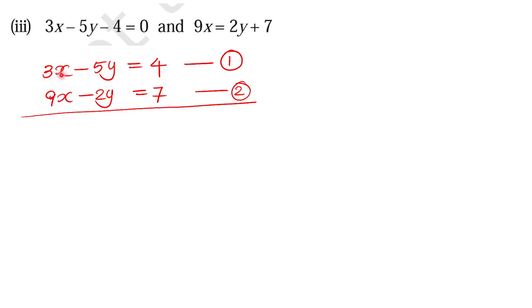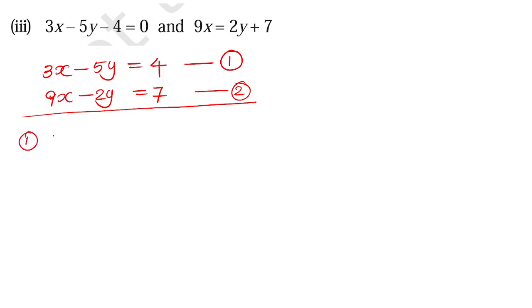But look here, 3x and 9x is there. One of the variables has to be eliminated. It is not necessary that y should be eliminated; we can eliminate x also. So the elimination of x is much more convenient here. Why? Because if the first equation is multiplied with 3, this becomes 9x. 3 into 3x becomes 9x. So 9x, 9x matching, and elimination will be easier.